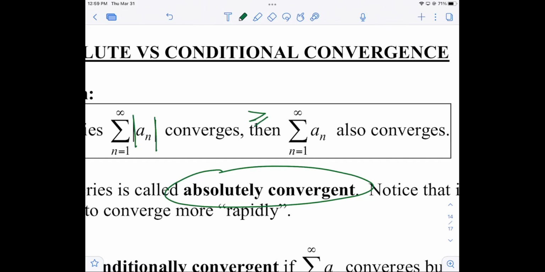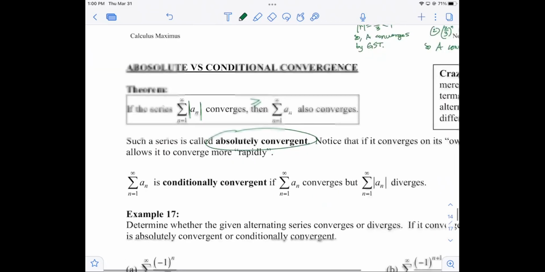The one that has the alternator in it is going to be either the same or smaller. And what did we already say in the comparison? If something converges, then anything smaller will converge. Having negative terms only makes sums smaller. Remember that. Otherwise, if it needs the alternator, we say it's conditionally convergent.